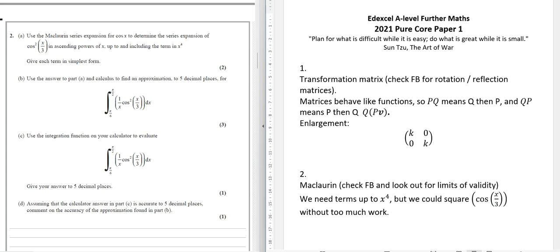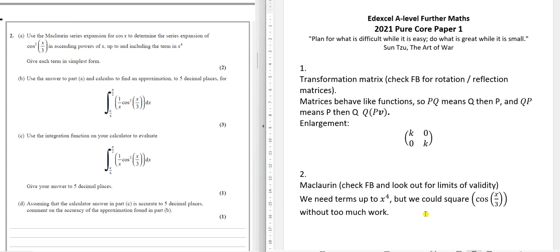Without too much work. I happen to remember that the expansions for sine and cos have alternating powers of x. So the cos one is going to have only odd powers of x, and that means that there won't be that many terms up to the term in x to the 4. There'll be a constant and there'll be an x cubed term, and that's it. So I don't think that that's going to be too much work. Using your answer to part A and calculus, find an approximation to 5 decimal places for this.